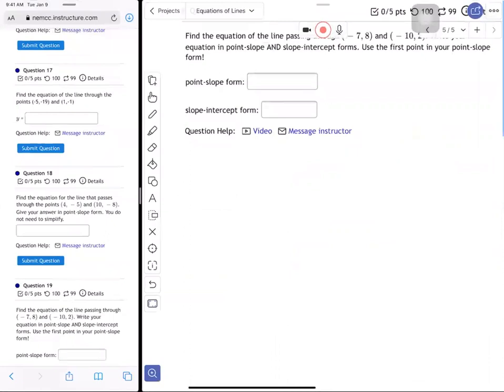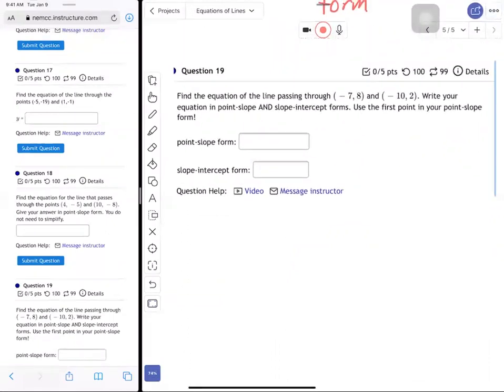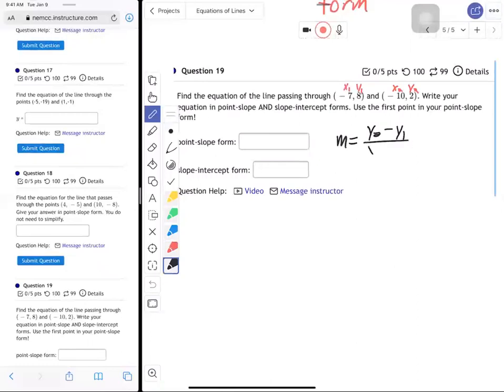And this question also is finding the equation of the line given two sets of points. So we'll have to find the slope using the slope formula and then use point slope form. Okay, so the first thing that we'll do is find slope. This is x1, y1, and x2, y2. And the formula for slope is y2 minus y1 over x2 minus x1. So 2 minus 8 over negative 10 minus a negative 7. So we get a negative 6 on top, negative 3 on bottom, which will reduce to give us positive 2. Okay, so that's our slope.